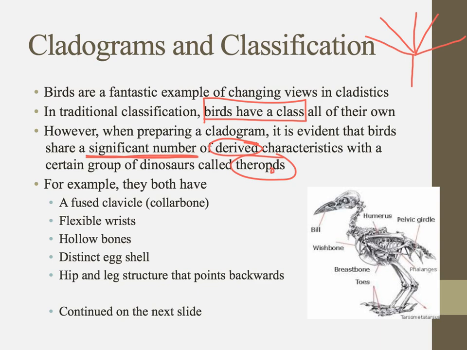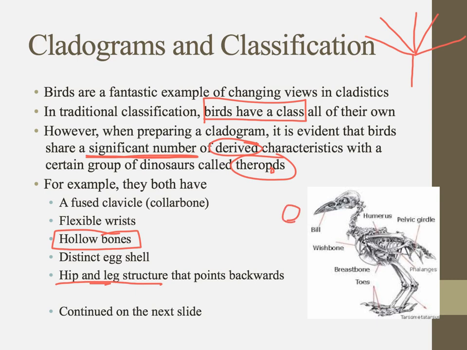Okay, so for example, birds and theropods have a fused clavicle, that's their collarbone. They have super flexible wrists. They have hollow bones, which are good for flight. They have a very distinct hardened eggshell. And they have this really funky hip and leg structure where their leg points backwards.